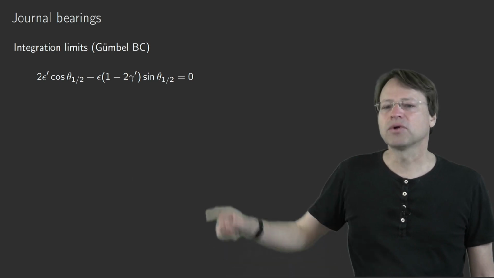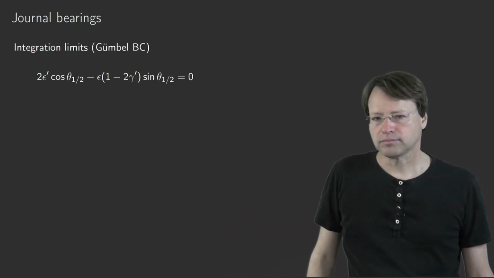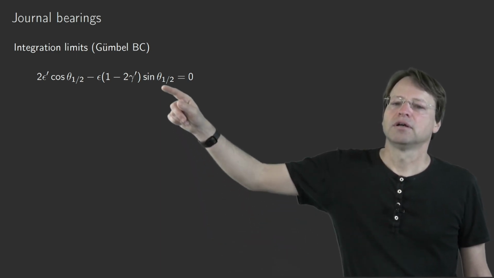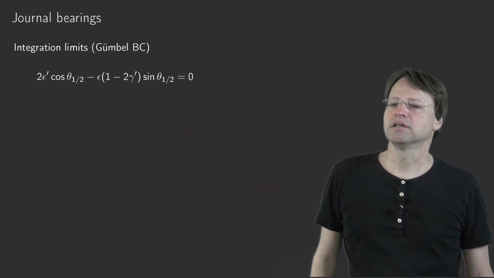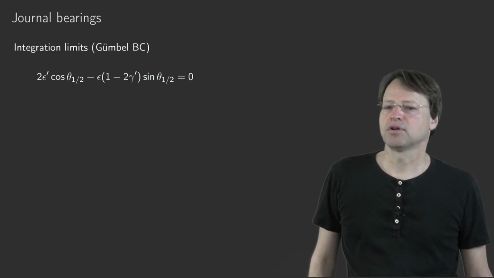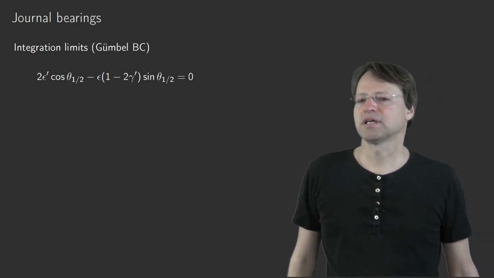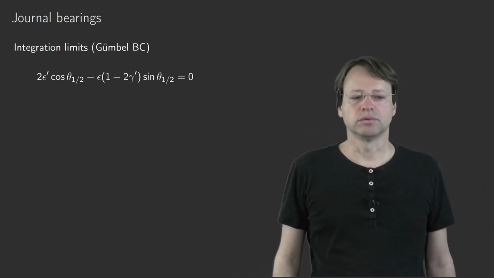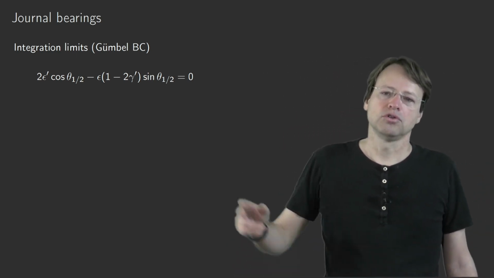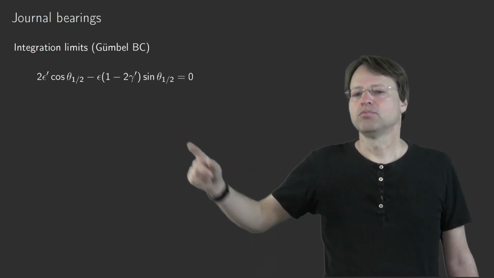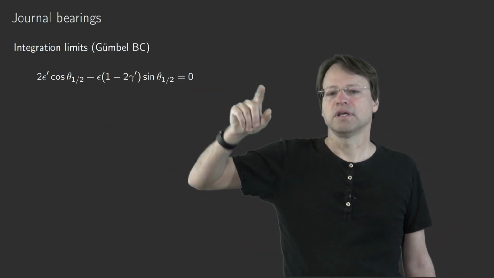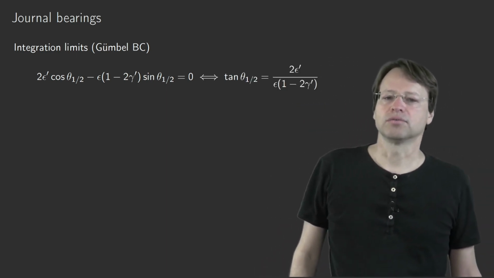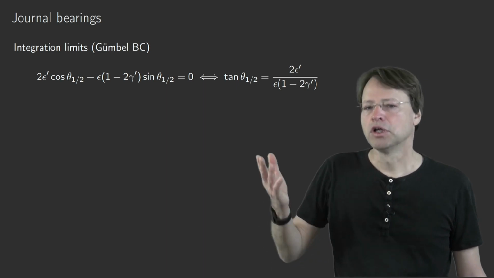Now what we do is we look at the numerator in order to get the positive pressure hill. And the numerator is this expression here: 2 epsilon prime cosine theta 1, 2 minus epsilon 1 minus 2 gamma prime sine theta 1, 2. Well, you just divide by the cosine, you put all the leading factors on the other side, and you get an expression for the tangent of theta 1, theta 2. This one. That was easy.